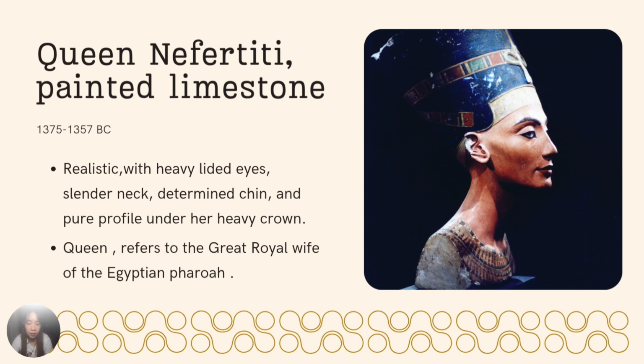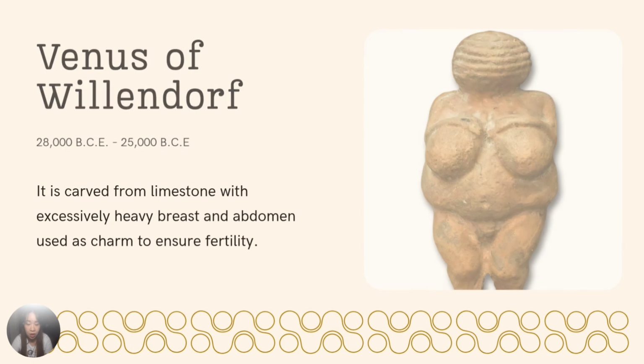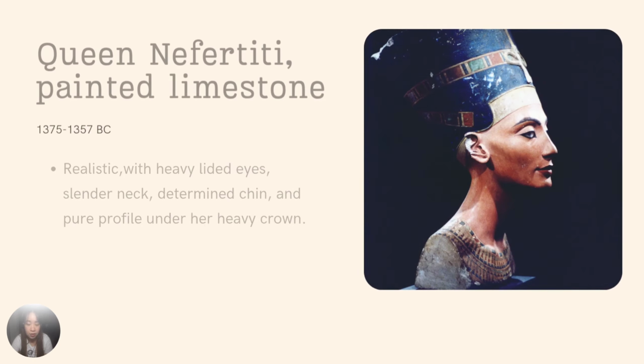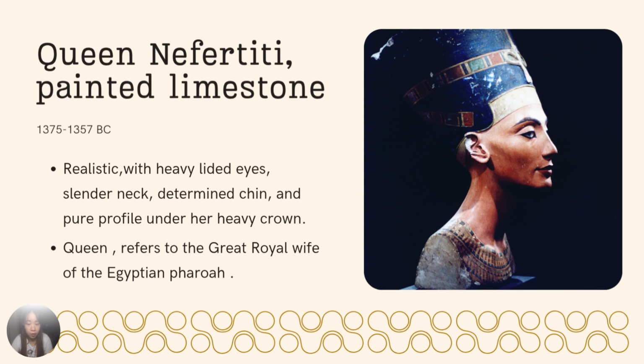Okay, next one is Queen Nefertiti. This one is painted limestone, realistic with heavy lidded eyes. If you notice, this one is more realistic than the first two, than the Venus of Willendorf and the Venus of Bressempoy. As you can see here, Queen Nefertiti is more colorful, with eyebrows, nose, mouth already, and even earrings, and also with accessories, like a necklace, and then the crown, the headdress. Queen refers to the great royal wife of the Egyptian pharaoh. Actually, Queen Nefertiti was the most popular queen in ancient Egypt.